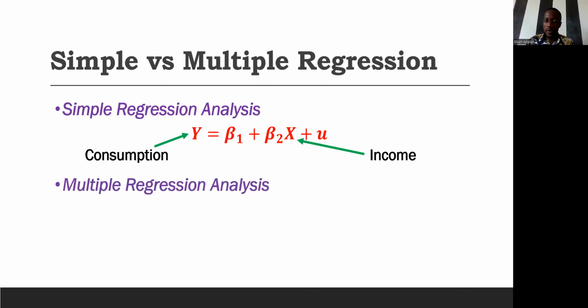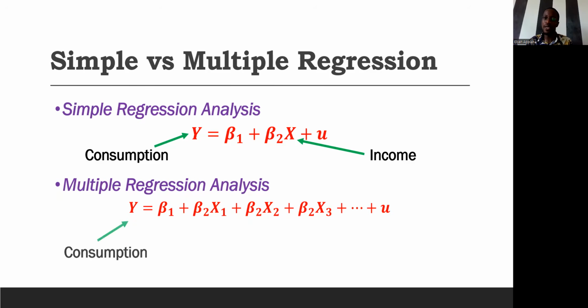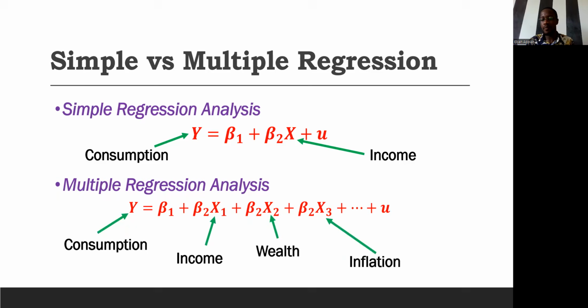We also have multiple regression analysis. In that case, we would have several independent variables, and we are looking at how these several independent variables affect that dependent variable. So a typical example could be, we are studying consumption on, let's say, income, wealth, inflation, all these are factors affecting consumption. So that is multiple regression analysis.